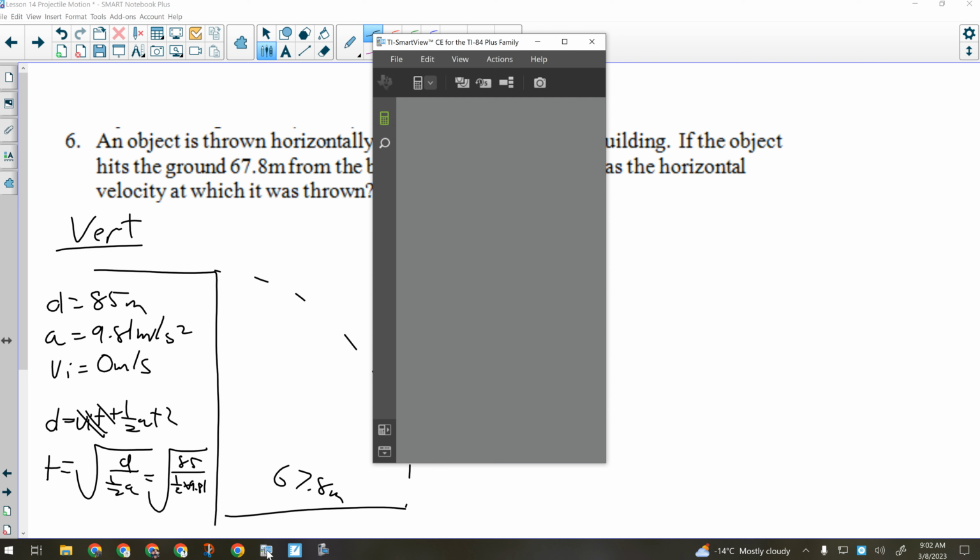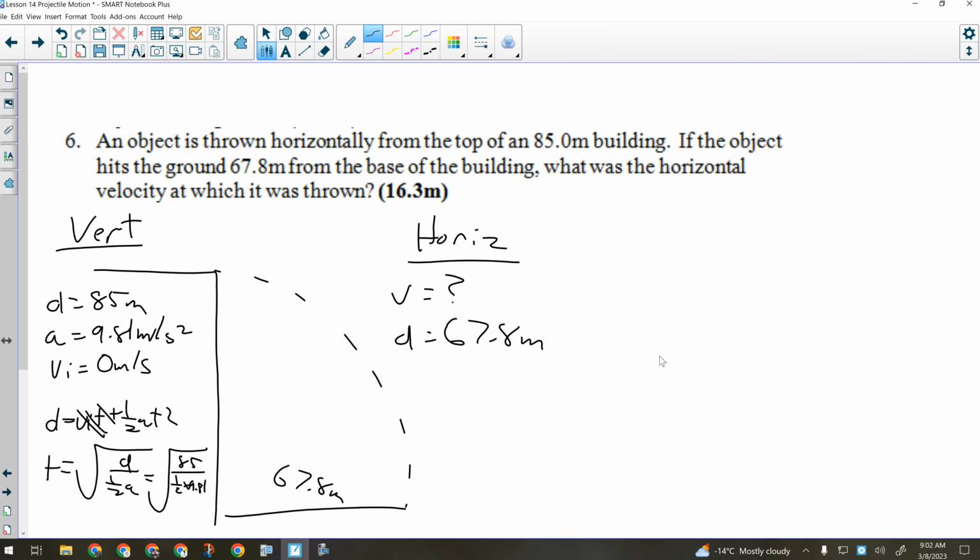4.16. Okay, so we got 4.16 seconds. And now we can go V equals D over T to get that. How often do we have to find time and use it on the other side? Almost every single time. I think we did like 2 questions where we didn't have to do that because they gave us the time. All right, so time is really important.